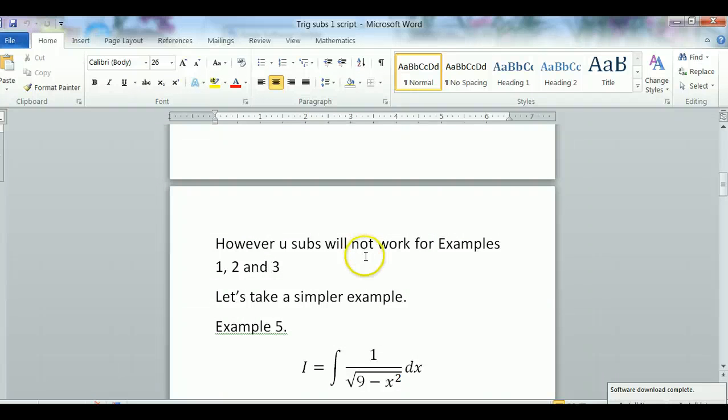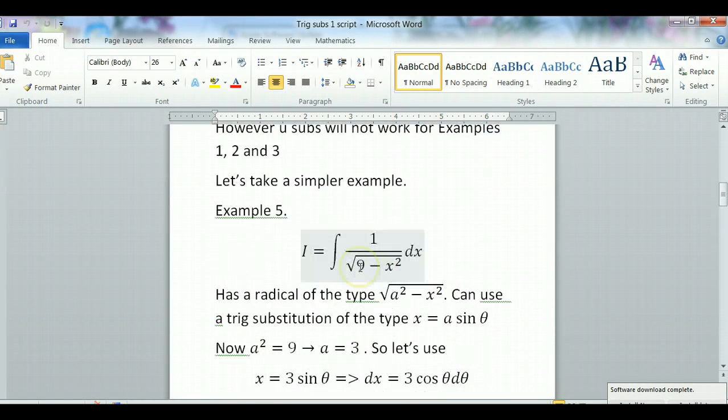But if you take an example like this, then you cannot use a U substitution. Why? Because if you call this U, for example, then the derivative of U would be -2x, but there is nothing up here to cancel that -2x. So the U substitution will not work here. Then what will work here?